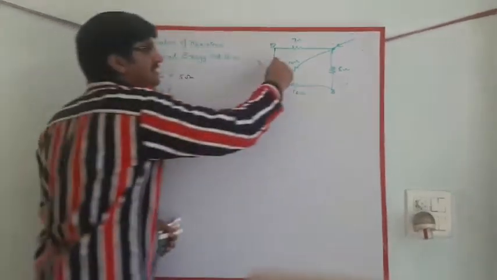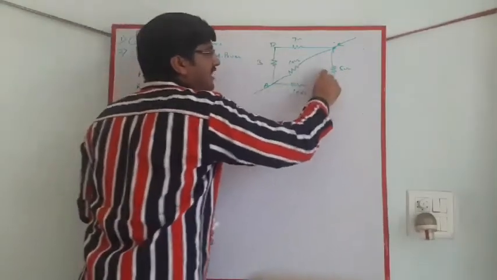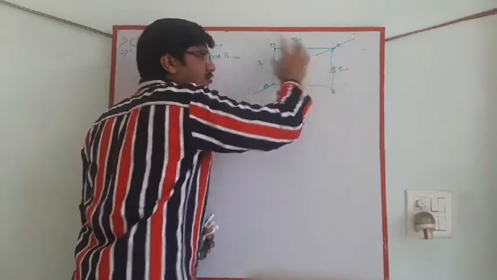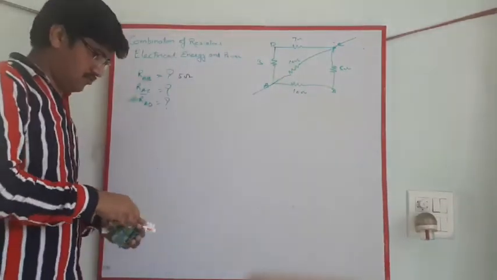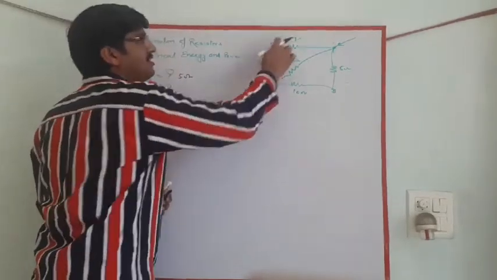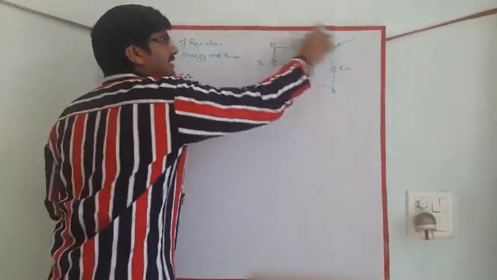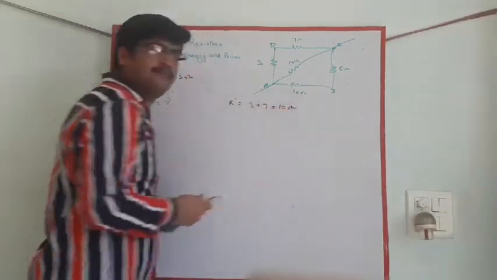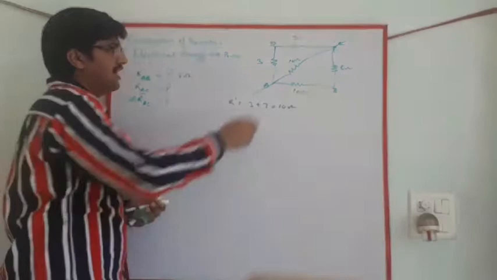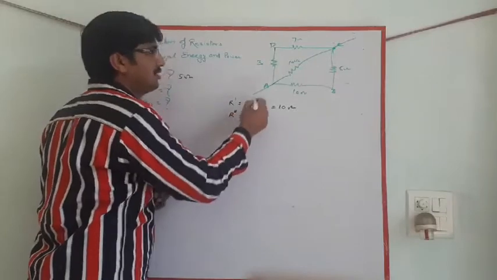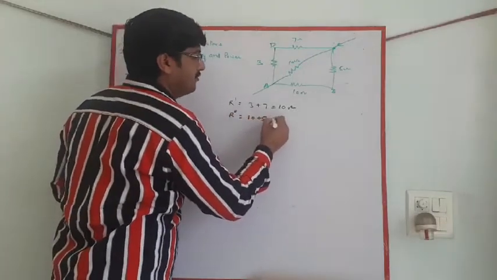So these resistors are in series. These are in series. Sum of these is parallel to 10 and sum of these is also parallel to 10. So say R dash, sum of these two, 3 plus 7 is equal to 10 ohm. Now say again about these two, R double dash is equal to 10 plus 5, 15 ohm.